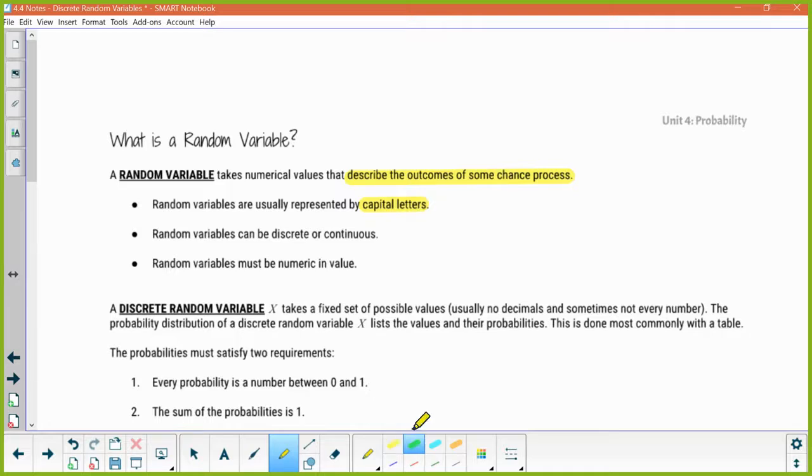And random variables can be discrete or continuous. And like I said earlier, we are focusing in on discrete today, not necessarily continuous random variables. And they are something that has to be numeric in value. I can't have my random variable is cat and dog. Not going to work. It has to be a numeric outcome that I am getting.